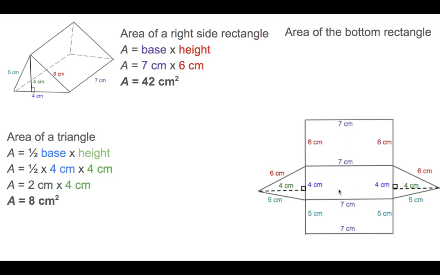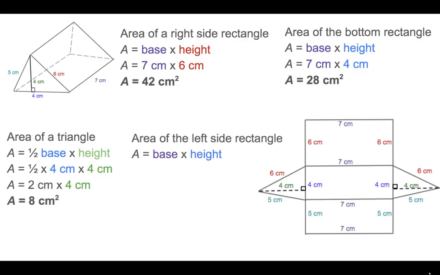Now let's look at the bottom one. And the bottom is also base multiplied by height, so 7 by 4. And the area is going to give me 28 squared centimeters. And then the last one right here is going to be my base times height. And that's 5 multiplied by the 7, which is 35 squared centimeters.